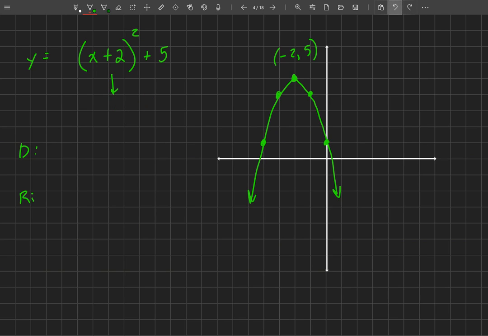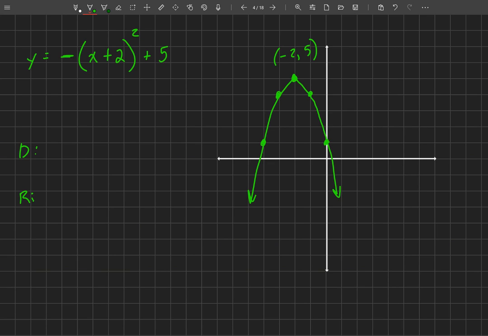But also, we learned that if there was a negative out front, it flipped it upside down. And this picture is upside down. So that is what that equation looks like. That's just kind of a bonus to see if you can go from a picture to an equation that way. It's really not difficult if you know how to graph them.